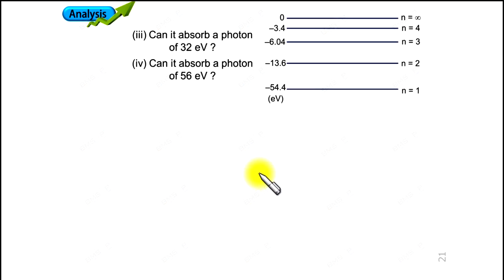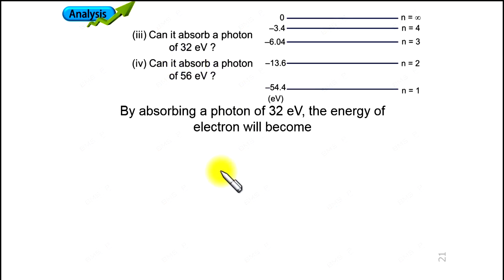That means the energy of the electron will become minus 54.4 plus 32. So, let us absorb this energy into the atom at the ground state. So, this is equal to minus 54.4 plus 32. This is equal to minus 22.4 electron volt. If the electron absorbs this much energy, the final energy will become minus 22.4 electron volt.